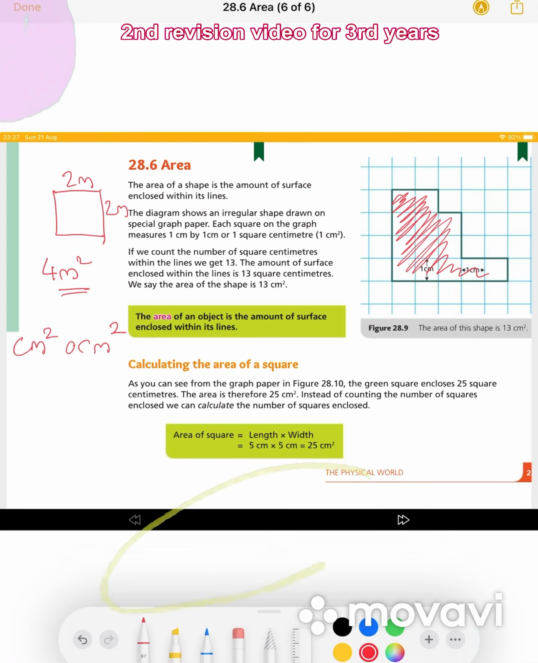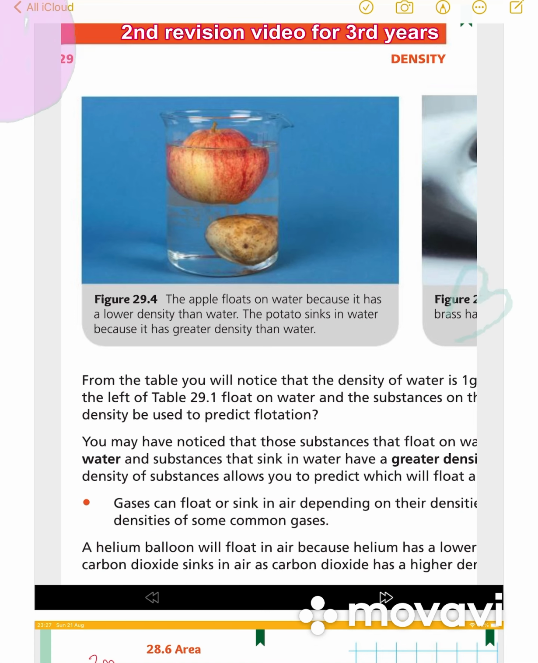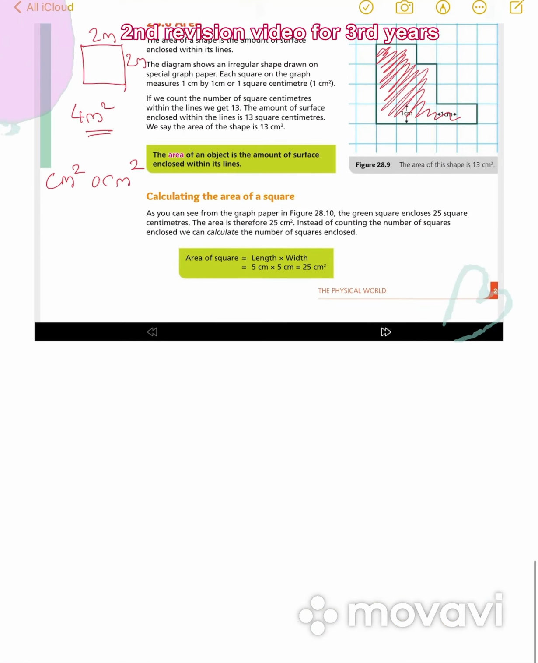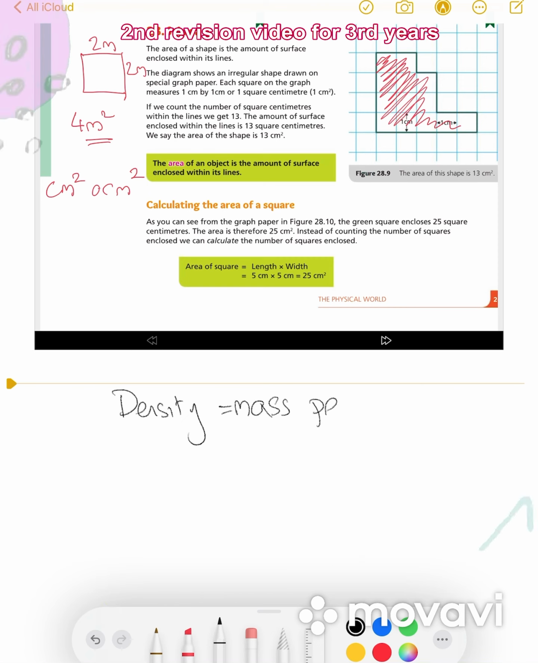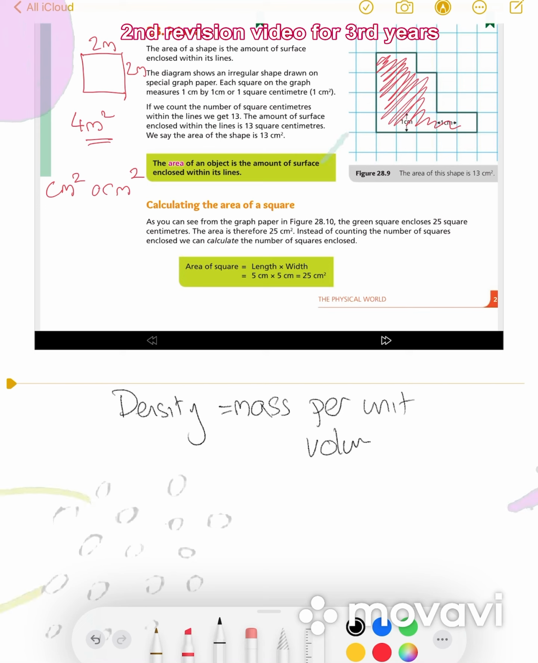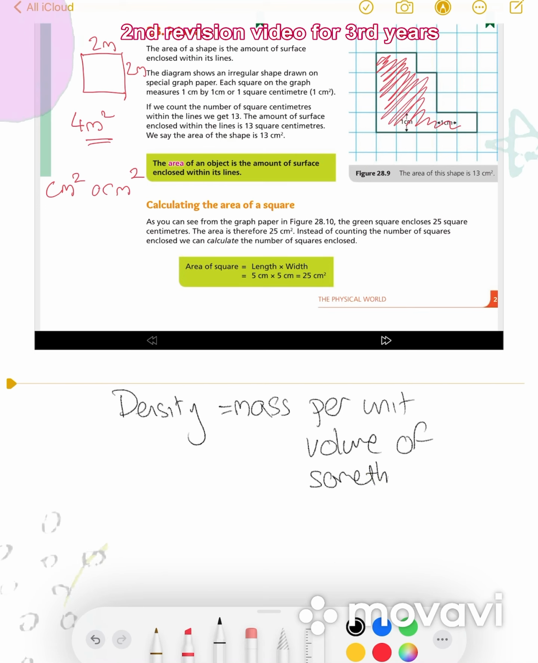Now, when we're talking about density, which we haven't spoken about yet, okay? Density is how tightly packed atoms are in an object. The other way it's described as well is that it is the mass per unit area of something. So let's have a little look at how to do density. For density, the mass, and its units are grams per centimeter cubed.